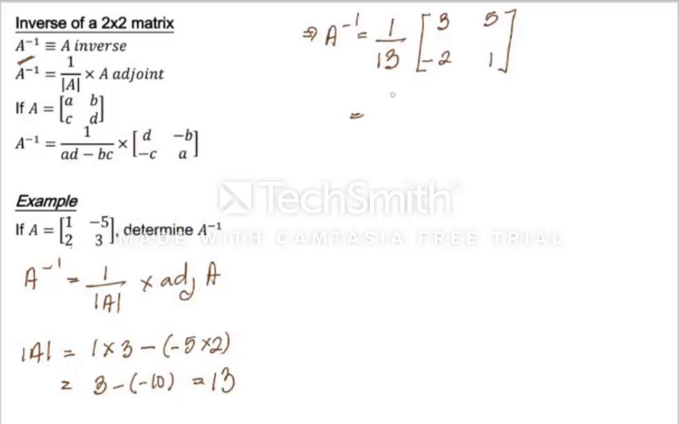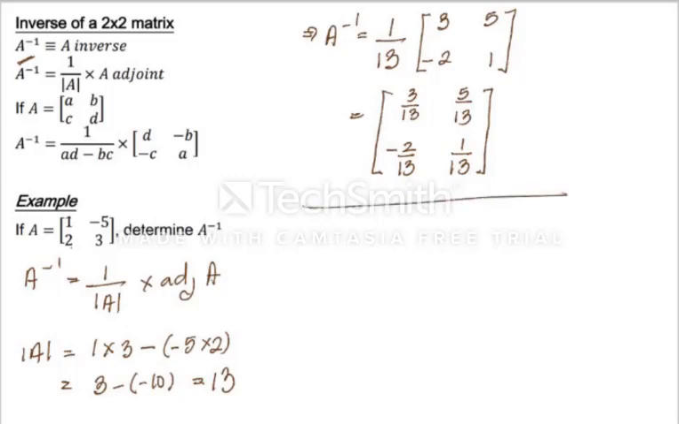Dividing by 13, sorry. So A inverse would be 3 over 13, 5 over 13, minus 2 over 13, and 1 over 13. This is A inverse. Earlier we mentioned the adjoint matrix. I didn't think that would quite explain it, so let me have a look at it again. This is actually A inverse.